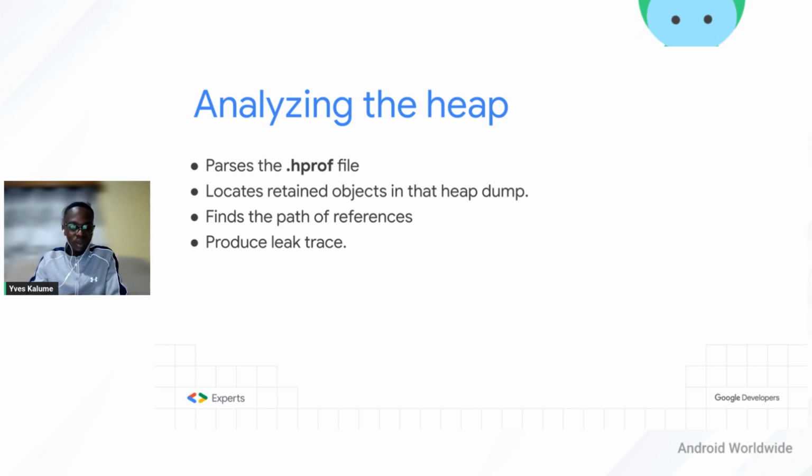After these objects have been found, we must find the path of reference to these objects in order to know from where the references to them are being held. We can find a complete path starting from the root object, from the GC roots, to the object we are analyzing. And this is called a leak trace. It is a kind of stack trace produced by LeakCanary.